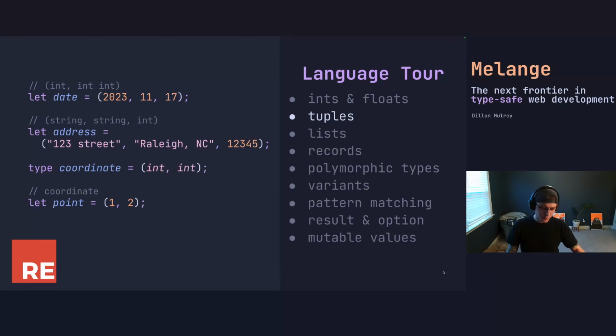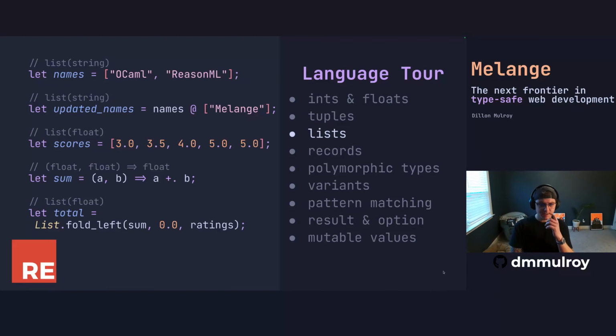So what are tuples? An easy way to describe them would be fixed length lists, or like a bag of data that can hold different data types. So we could model a date, right? So our date type is going to be int, int, int, or we could model an address where our tuple type is string, string, int. We can even alias a tuple type to our coordinate type here. So we'll say our type coordinate is equal to the same type of an int tuple. And then we can create a variable called point. We can say it's 1, 2. The type system will automatically infer that the type of point is coordinate.